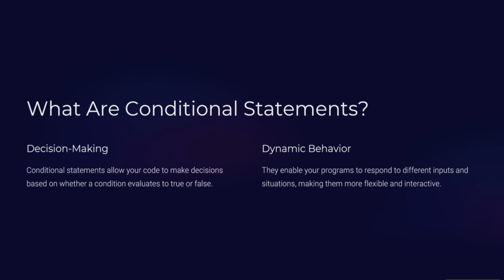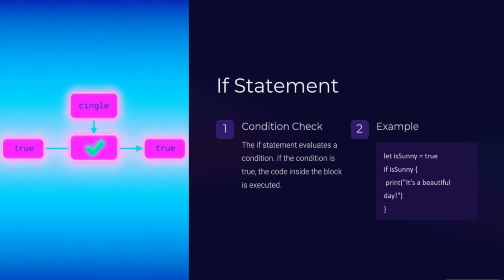First, the if statement. The if statement checks a condition. If the condition evaluates to true, the associated block of code runs. For example, let isSunny = true. If isSunny, print "It's a beautiful day." In this example, the message prints only if isSunny is true.